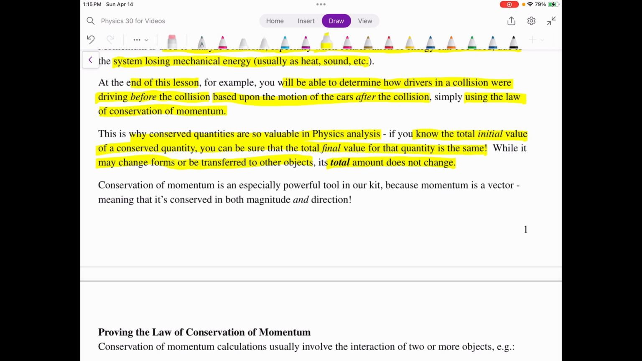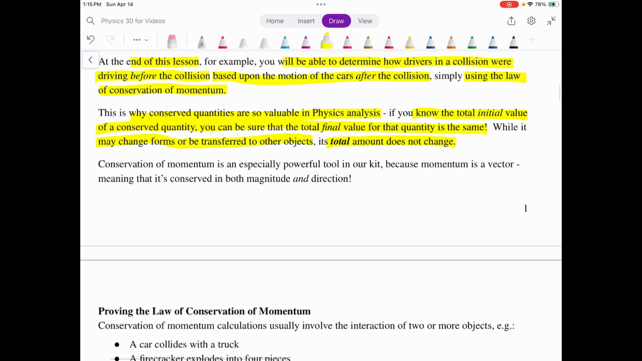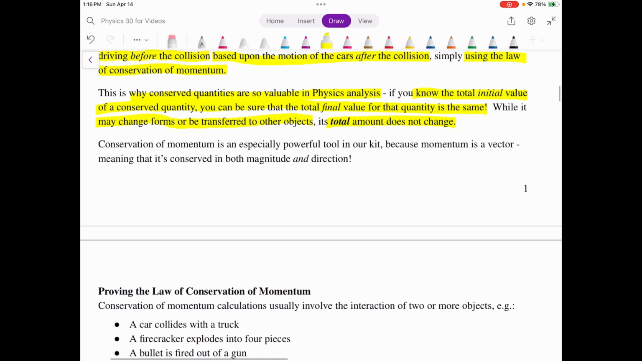So the momentum of an object within a system might change, right? Maybe one car's momentum changes, but the other car's momentum will change in such a way to keep the total the same, right? Just like we saw with conservation of energy. You drop your calculator, right? It is losing gravitational potential energy, but at the same time, it's gaining kinetic energy so that the total energy in the system stays the same. Very similar here for momentum. One object's momentum might change, but another object's will change in such a way so as to keep the total the same.